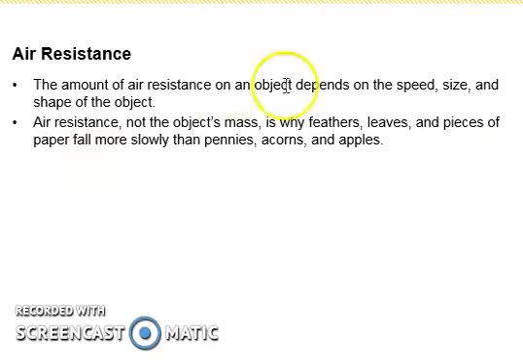The amount of air resistance on an object depends on the speed, size, and shape of an object. Air resistance, not the object's mass, is why feathers, leaves, and pieces of paper fall more slowly than pennies, acorns, and apples. In a vacuum, there is no air resistance. As a result, a feather and a billiard ball, like you would find on a pool table, can fall with the same acceleration in a vacuum.